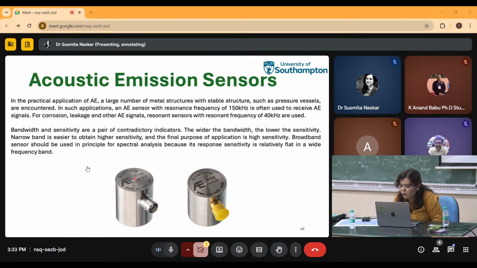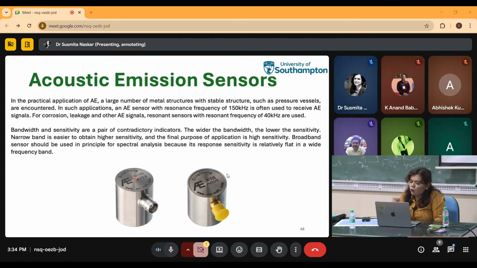So the choice of sensor ensures that the sensor is tuned to pick up the specific stress waves produced by the structure, whether it's under some kind of change. And now there is another important factor of this sensor, which is the bandwidth as well as the sensitivity. Bandwidth and sensitivity are often trade-offs. A wider bandwidth captures more frequencies, but that will reduce the sensitivity. Whereas if you go for a very narrow bandwidth, that will improve the sensitivity but focuses on a much smaller frequency range.